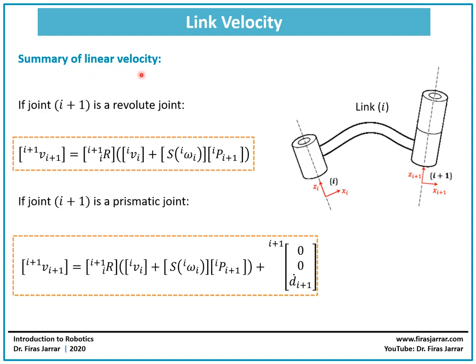We can see now we have a summary for the linear velocities, and this is for the case if we had a revolute joint, and this is for the case if we had a prismatic joint. We can already see the progressive nature of this kind of solution or approach. You can see that the velocity of the origin of frame I plus 1 depends on the velocity of the origin of the frame attached to link I, which is the link before it, and this is the angular velocity of link I. So if you already know the linear velocity and the angular velocity of link I, we should be able to calculate the linear velocity of link I plus 1. Here, this is just the position of the origin of I plus 1 with respect to I. And this is for the case of a prismatic joint. Same thing.